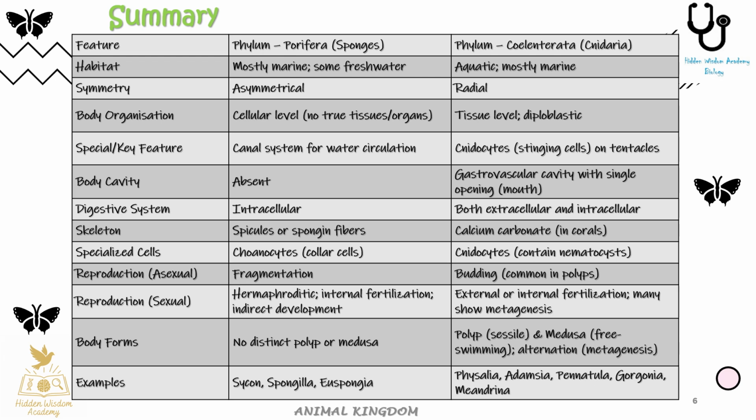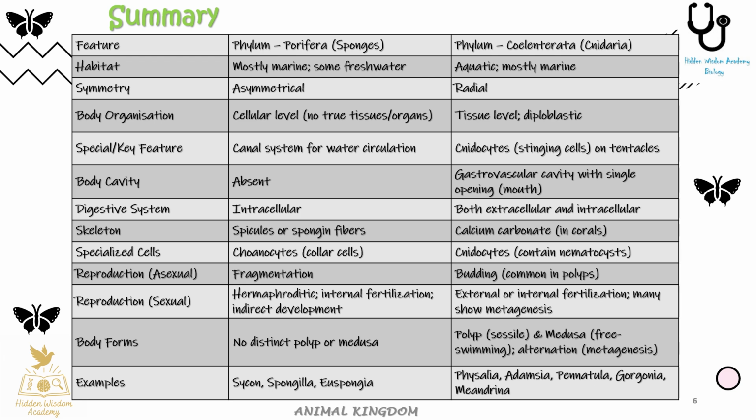A unique feature of sponges is their canal system, which allows water circulation throughout the body. They do not have a body cavity, and digestion takes place intracellularly. Their skeleton is composed of spicules or spongin fibers. Specialized cells called choanocytes or collar cells help in feeding and circulation.